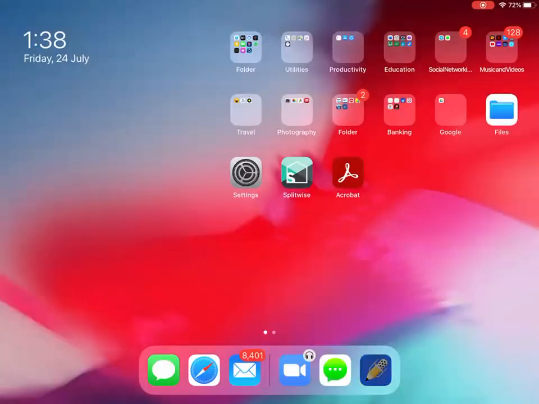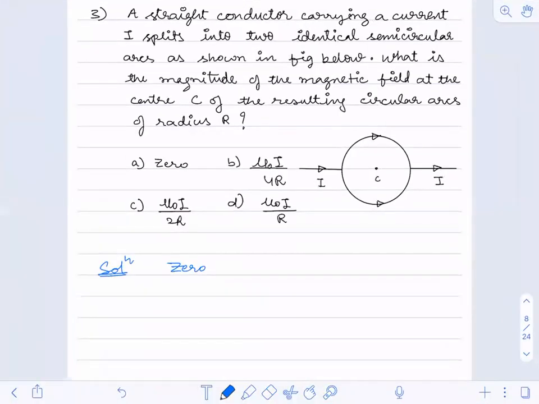Fine. So the correct answer for this is 0. The correct answer for this question is 0.